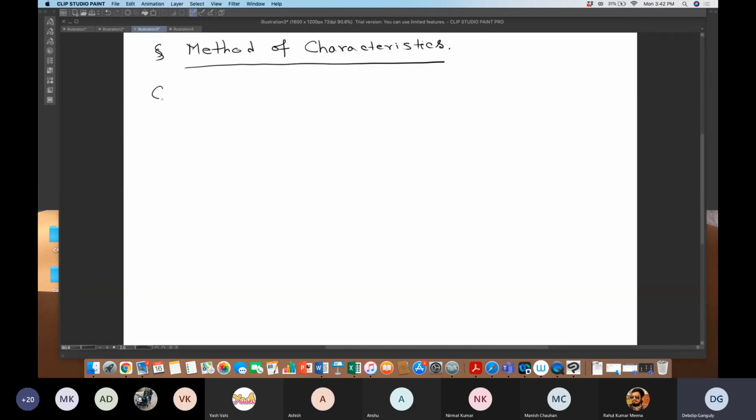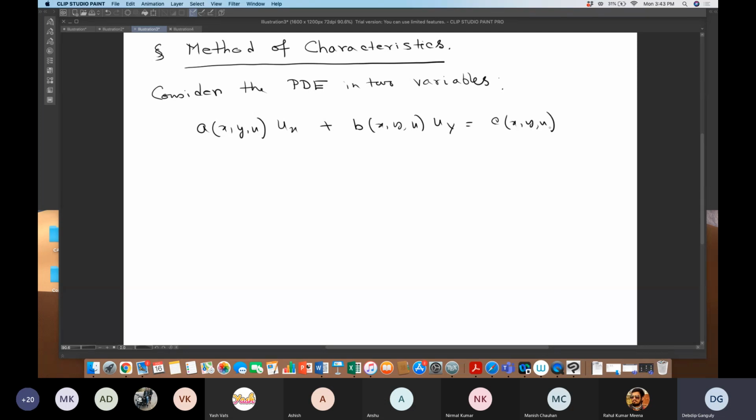Consider a general PDE. Now we will do a theorem, not the example. Consider the PDE in two variables: A(x, y, u) u_x plus B(x, y, u) u_y is equal to C(x, y, u). Which type of PDE is this? Anyone? Quasi-linear. Exactly, very good.